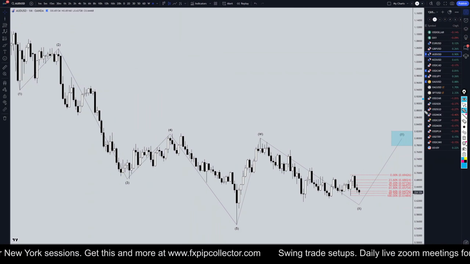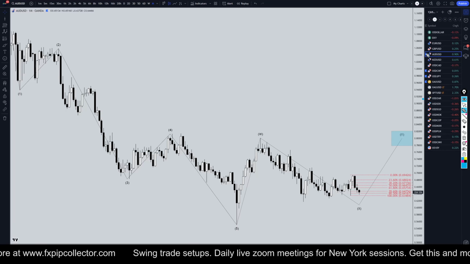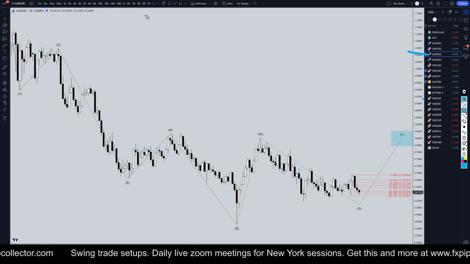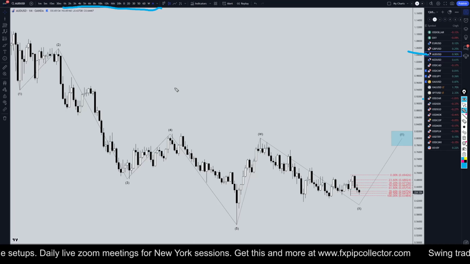Today is Monday, December 9th, and I'm going to be analyzing the Aussie US dollar starting on the monthly, working my way all the way down to the 1 hour time frame for the full top down analysis.